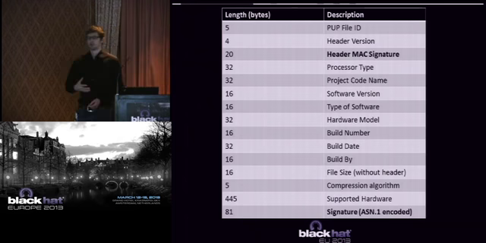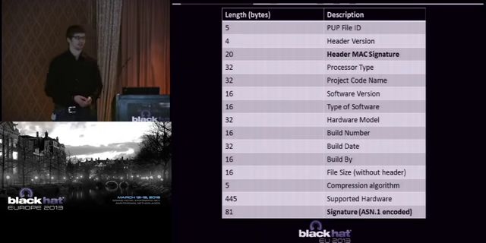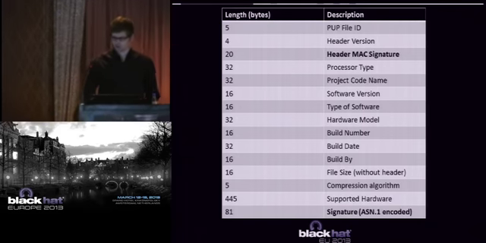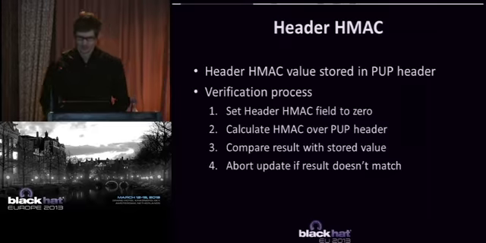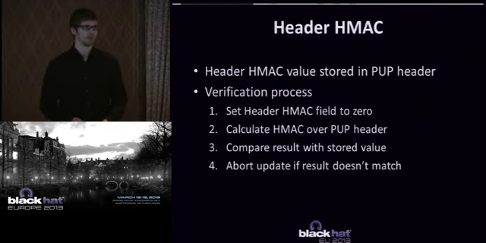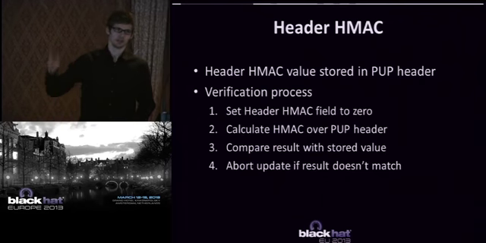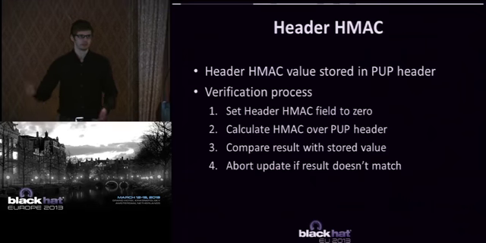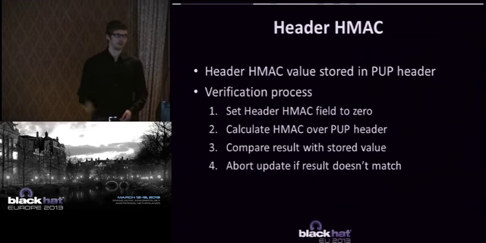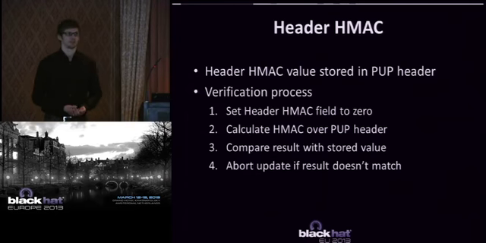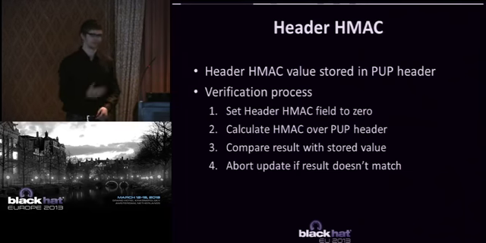Since we were interested in ways to actually get root access on the device, we took a deeper look into those mechanisms. We start with the header MAC signature. This is actually an HMAC. So what you do is you have a secret value, and you calculate a hash over the header. In order to verify this, you do the usual thing: you zero out the field in the header, you calculate the hash using the secret, and then you compare the result. If it doesn't match, you have an invalid pub file, so you throw an error.